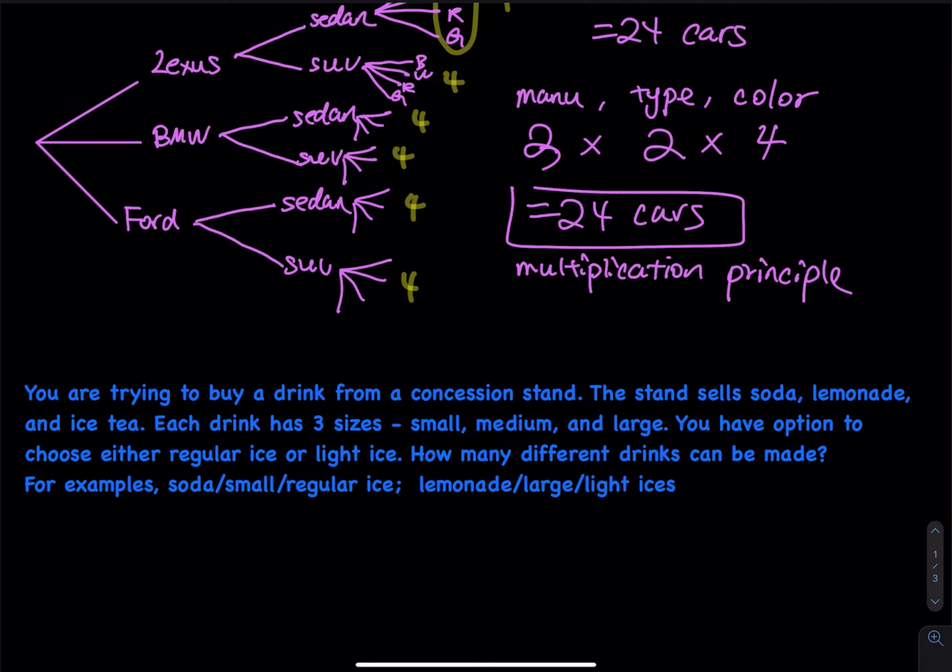And then each drink has 3 sizes: small, medium, and large. And then you have the option to choose either regular ice or light ice. How many drinks can be made? So for example, I can pick a soda, a small size, and regular ice, or I can pick a lemonade, large size, and light ice. All right, how many options?